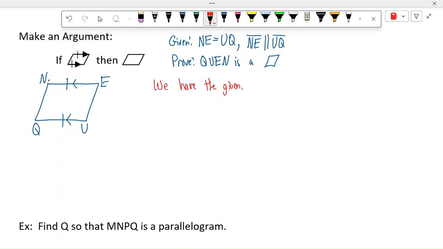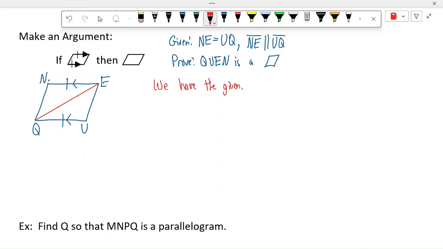No, not really. But another tactic we've used before is to draw in an auxiliary segment. The auxiliary segment we drew before was a diagonal, so we're just going to pick one. It doesn't matter which one. I'll go ahead and go with segment QU. I'm going to draw that in there. I don't have to say anything about it in my actual proof, but now I'm going to start using it.